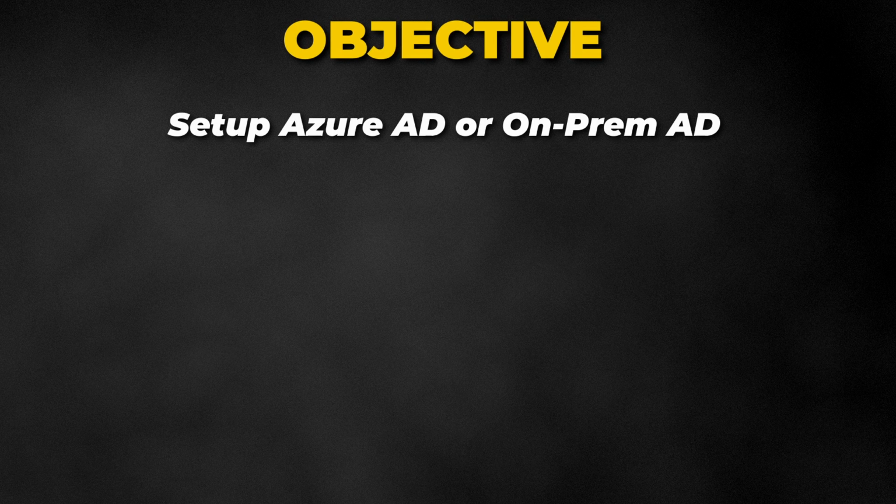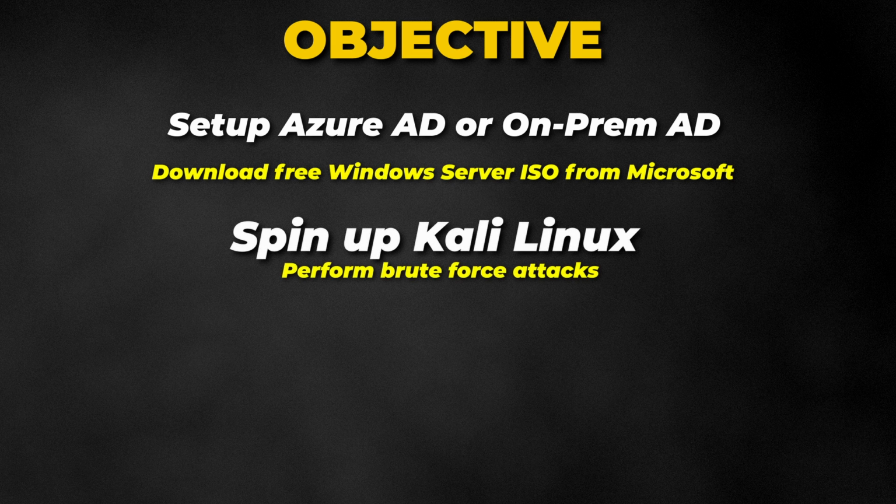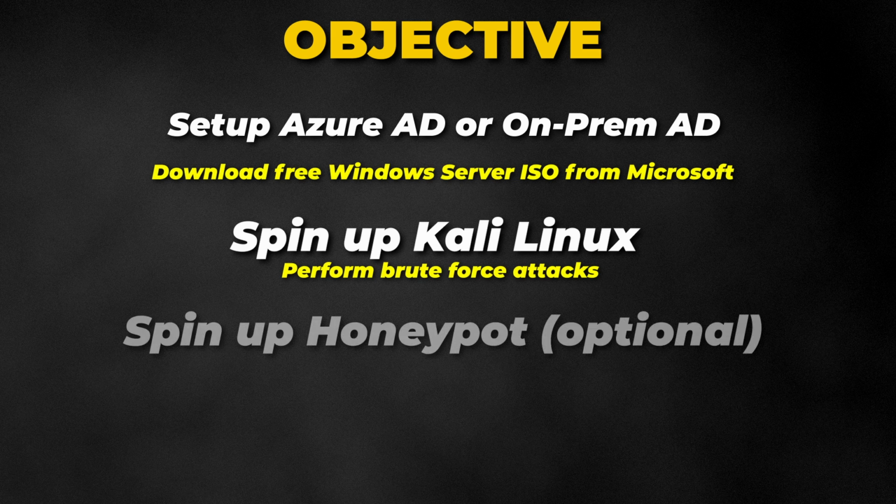Your objective: set up either Azure Active Directory or on-prem Active Directory. You can get a free Windows Server ISO image from Microsoft on their site. Now, if you do choose to do an on-prem Active Directory, spin up Kali Linux and perform brute force attacks towards a valid domain user, and then review the activity, or even spin up a Windows honeypot that is domain joined, and then review the craziness that will happen. If you choose to spin up a honeypot, I would highly recommend you do that in the cloud for safety purposes. Again, most of these projects I have created videos for that you can follow along if you choose to do so.